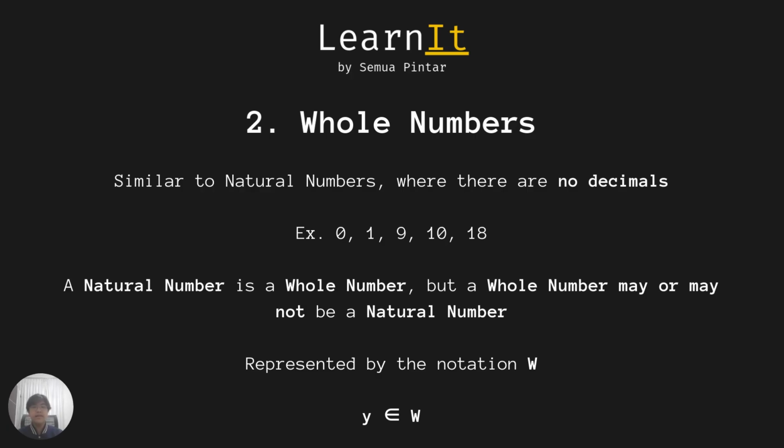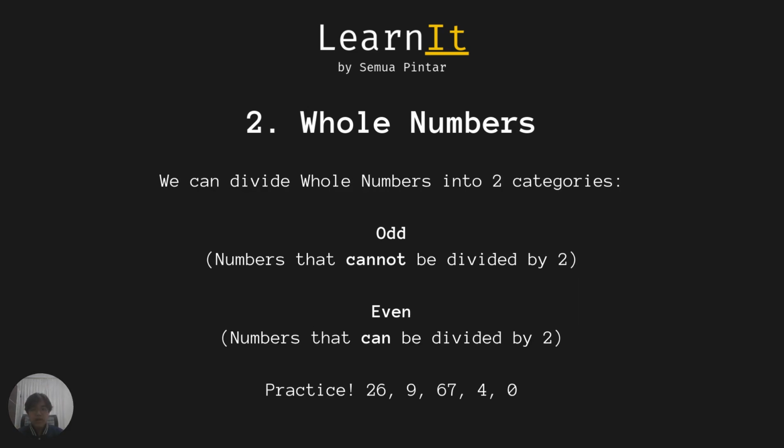And a whole number is represented by the notation W. So again, if you see this equation, it simply means that y is a whole number. Moving on, we can divide whole numbers into two categories, odd or even. Odd numbers are numbers that cannot be divided by 2, or in other words, when we try to divide that number by 2, it gives us a remainder of 1. And even numbers are numbers that can be divided by 2, meaning that when we divide the number by 2, we get a remainder of 0.